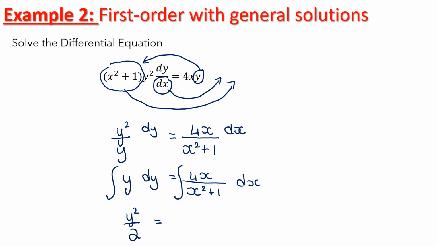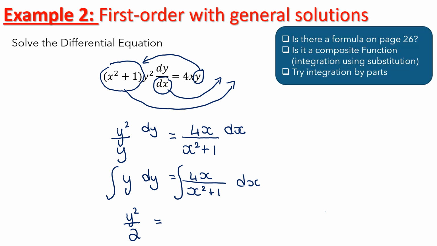Now, this right-hand side looks a bit more complicated. So we're going to go to our checklist. Is there a formula on page 26? And the answer is no, there isn't. When I ask, is there a formula on page 26, we want it to look exactly like page 26, with our two little exceptions, trigonometric functions and anything in the form 1 over ax plus b. This has a power on the x underneath the line, so it's definitely not that.